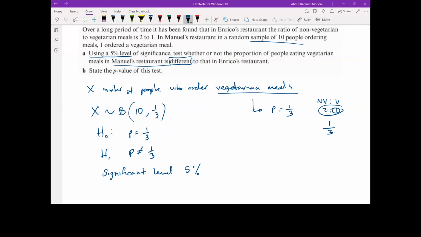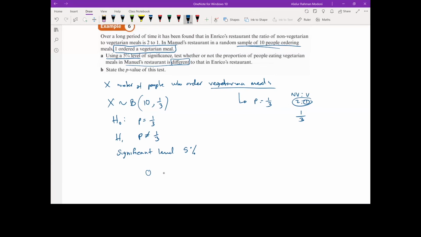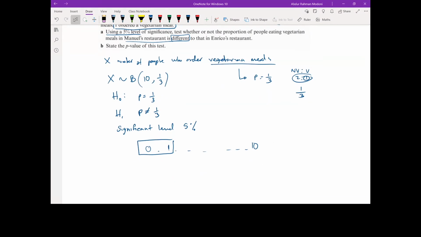Okay, so let's see if there was any kind of a test statistic mentioned here. It says in Manuel's restaurant, in a random sample of 10 people ordering meals, only 1 ordered a vegetarian meal. So let's write down our number line here, from 0 to 10 people that could have ordered a vegetarian meal. And only 1 ordered a vegetarian meal. So we'll look at this lower tail here first. We could potentially have an upper tail as well, but we'll consider the lower tail here, 0 to 1. So 1 person ordered a vegetarian meal.